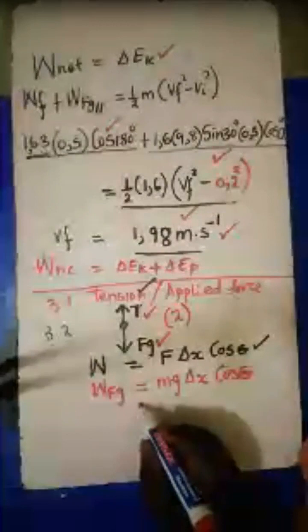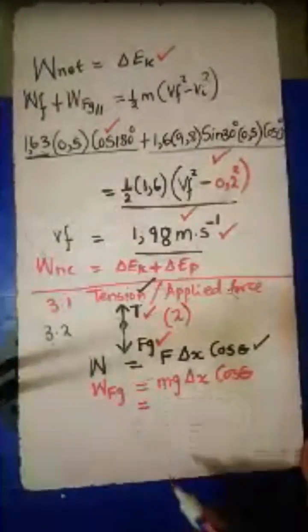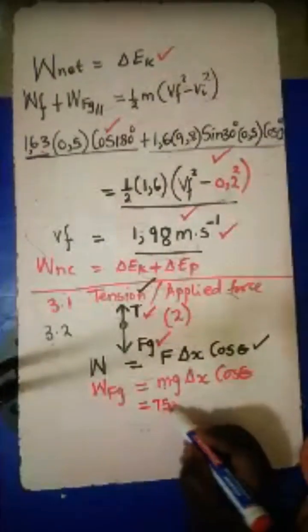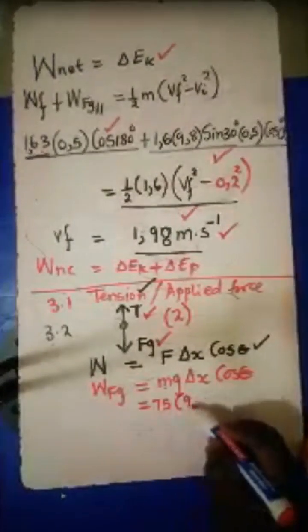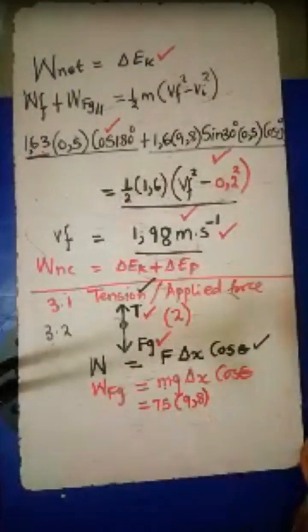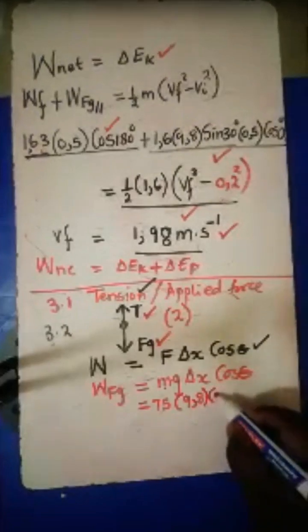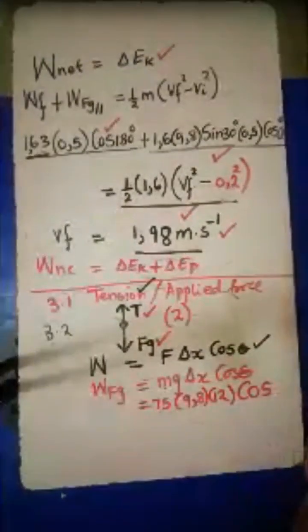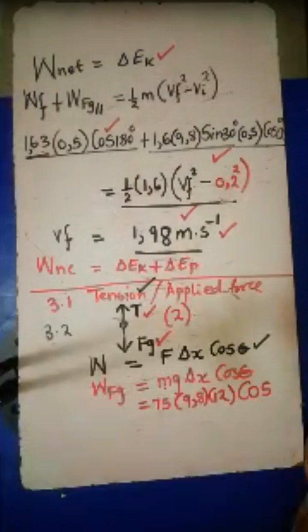Then, do I know my mass? Yes. What was the mass of the body? 75. Do I know my gravity? Yes. G is 9.8. Do I know the distance covered? It was 12. Cos what? That's the question. Cos what?